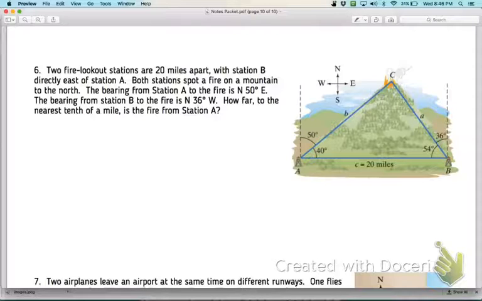That's C. With station B directly east of station A. So that means B has to be to the right of station A, which you can see on the picture. Both stations spot a fire on a mountain to the north. The bearing from station A to the fire is north 50 degrees east. The bearing from station B to the fire is north 36 degrees west. So how far to the nearest tenth of the mile is the fire from station A?